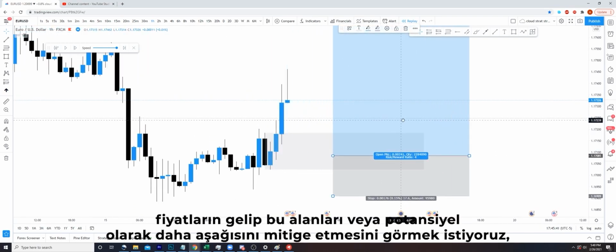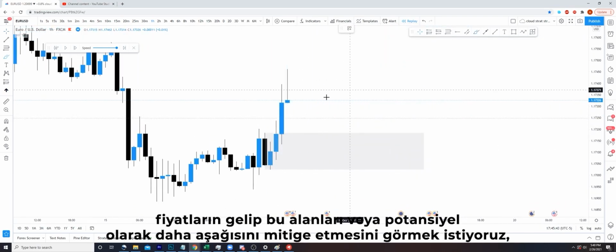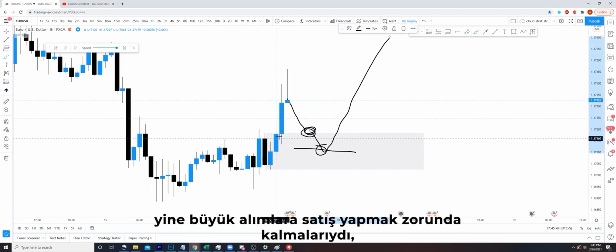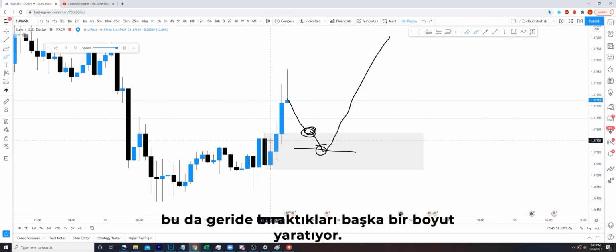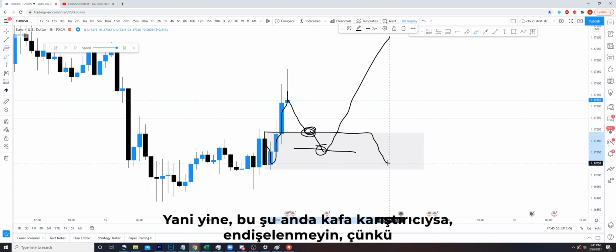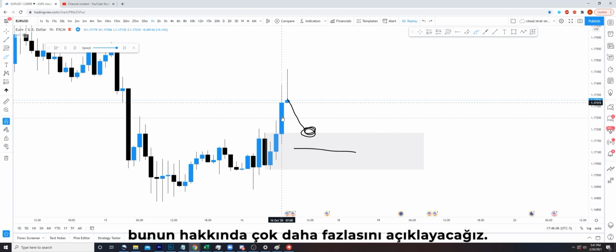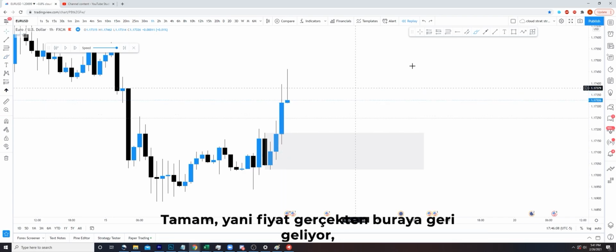So the idea now is that we want to see prices come and mitigate these areas or potentially lower before seeing prices be delivered higher, because what happened in these areas again? They again had to sell into the big buys, creating another demand zone that they left behind. So again, if this is confusing right now, do not worry, for we will explain a lot more about this as we work through the subsections in this demand and supply zone subsection, okay?